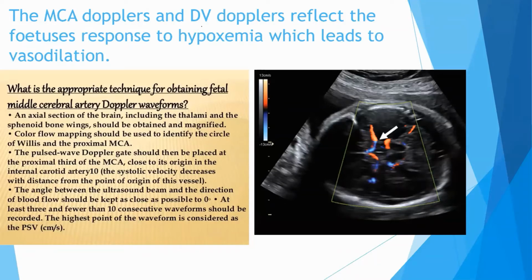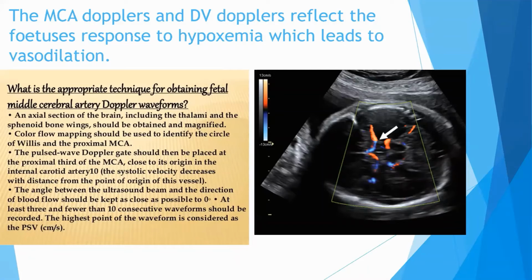Now, the middle cerebral artery and ductus venosus are also very important as they show the fetal response to hypoxemia. What happens is that when the baby becomes hypoxemic, there's going to be vasodilation of the blood vessels within the baby's brain.